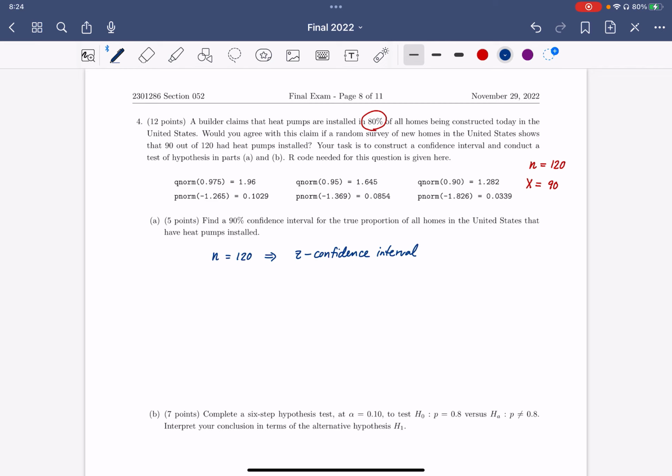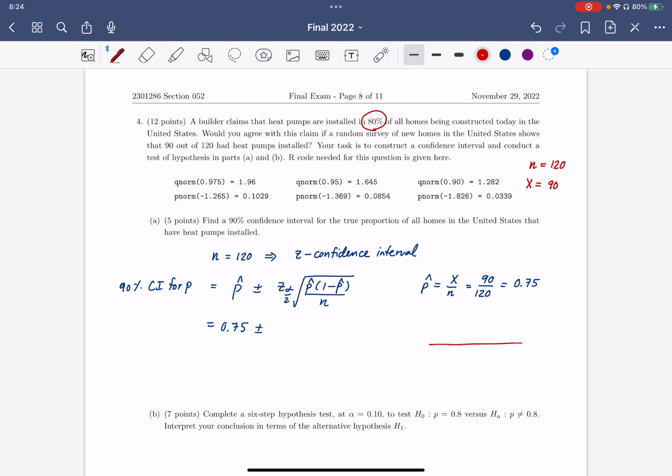On the exam, you're going to have the formula p hat plus or minus z alpha over 2 times the square root of p hat times 1 minus p hat over n. Pretty simple one. The p hat here is going to be x over n. This is 90 over 120, which is 0.75. Right? So you can plug in 0.75. This is a 90% confidence interval for p. So it's going to be 0.75 plus or minus z alpha over 2.